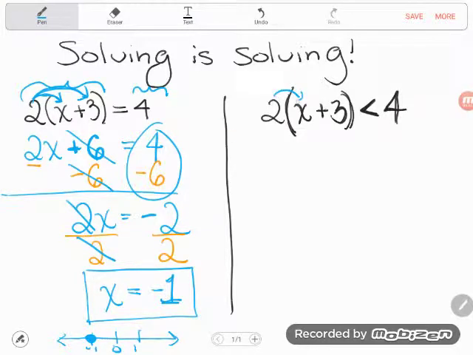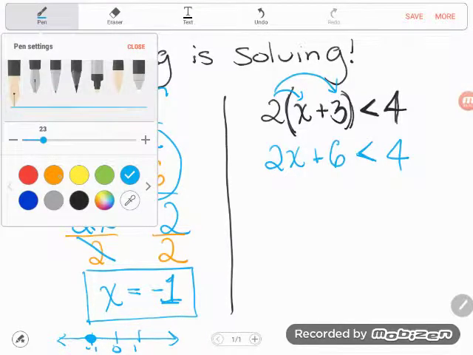So I will start by passing out my 2. And again, if that's not your first step, you do something else. It's not the only way. But there I go, I did the multiplication. I multiplied 2 times x and got 2x. And I multiplied 2 times positive 3, and I got positive 6. Now, I've done nothing that would affect my inequality sign, so it stays like that. And same thing with 4. And now it's time to start solving.